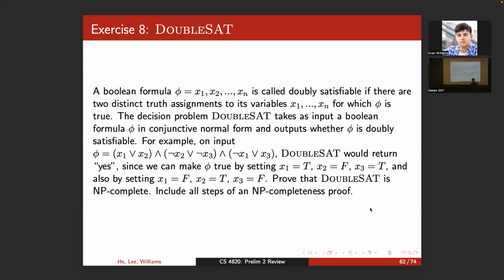Is there any restraint on the size of this CNF? It's n clauses and n literals. You can specify the size of the CNF and variables. The size of each clause is the same as SAT.